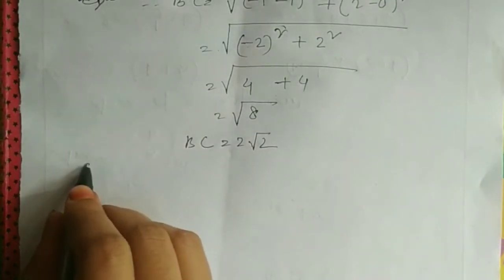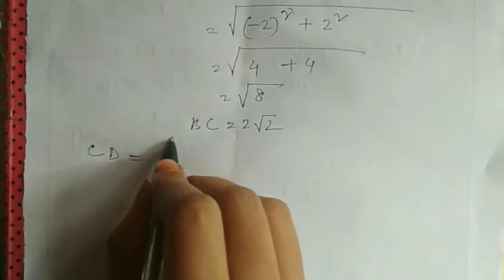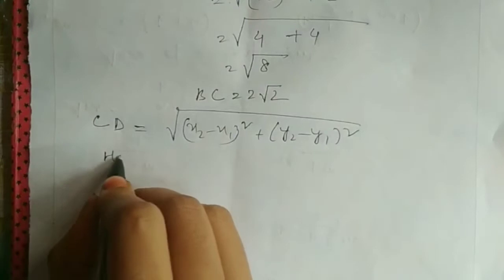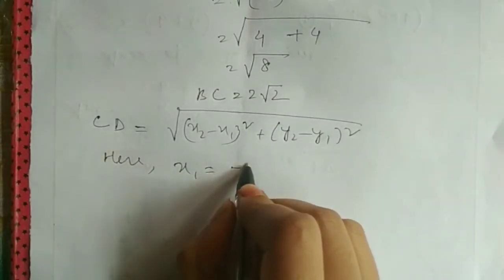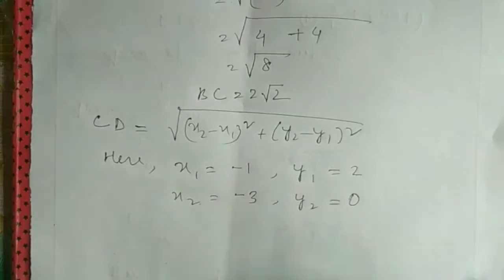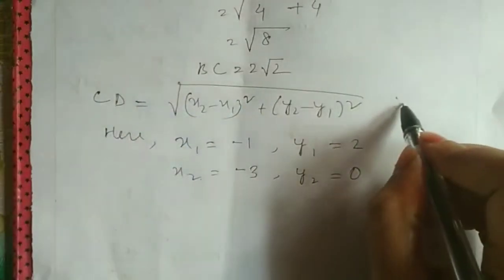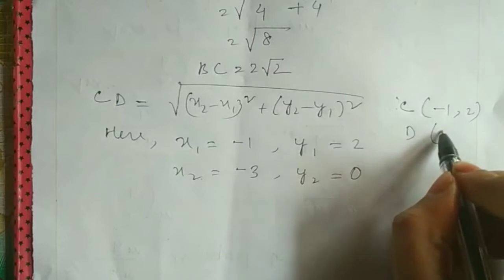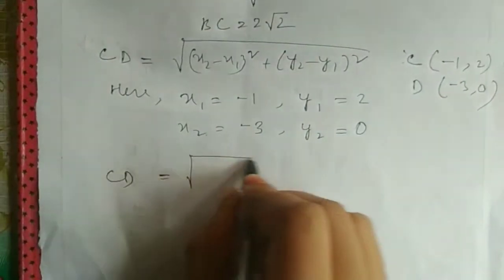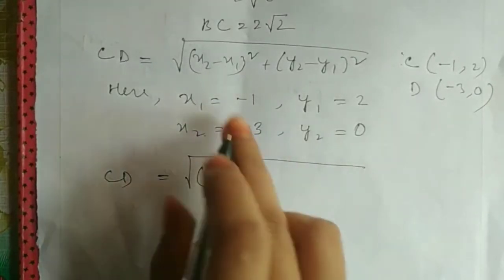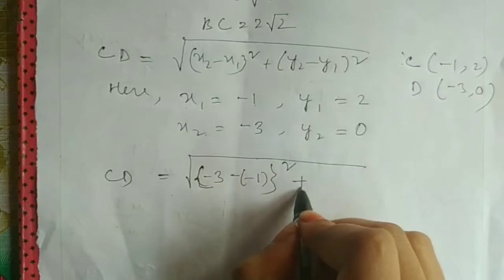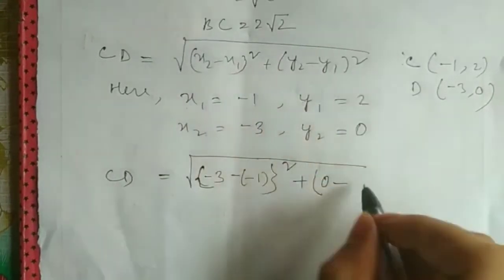Again find CD. CD equals root over x2 minus x1 whole square plus y2 minus y1 whole square. So here x1 equals minus 1, y1 equals 2, x2 equals minus 3, y2 equals 0. So for CD, the C coordinate is minus 1, 2 and D coordinate is minus 3, 0. Write it down. Then after this, just put the values in place of x1, x2, y1, y2. So x2 is minus 3, then minus x1 which is minus 1, so minus 1 here, whole square, plus y2 0 minus y1 which is 2, square.